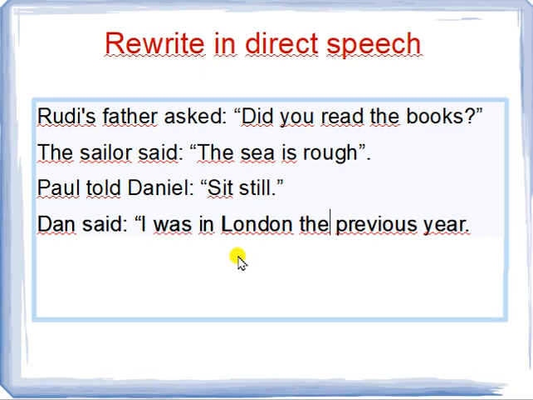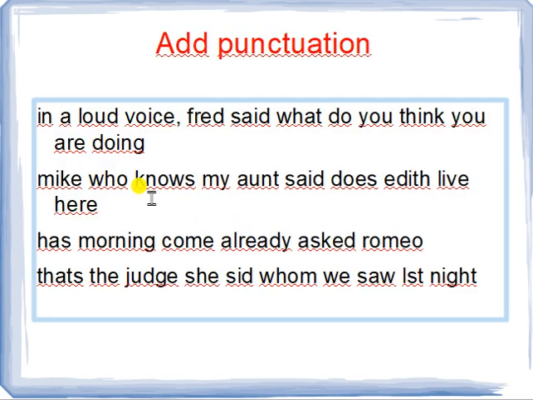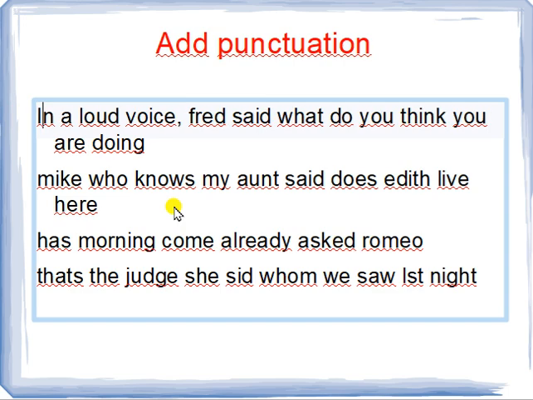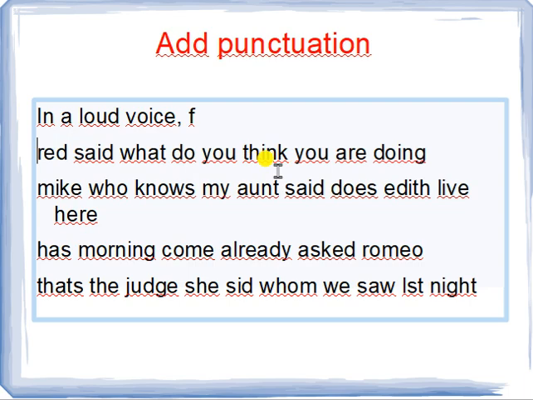When? Not the previous year, but I was in London last year. Then we've done it in reverse now and rewritten in direct speech. Add punctuation. Definitely we'll need our capital in a loud voice. Fred with a capital. Oops.